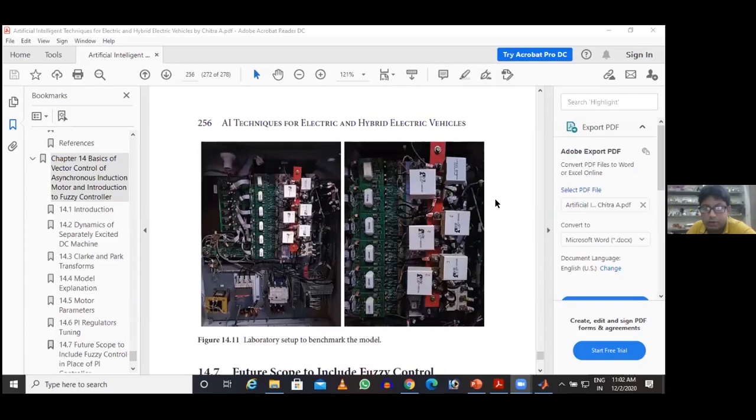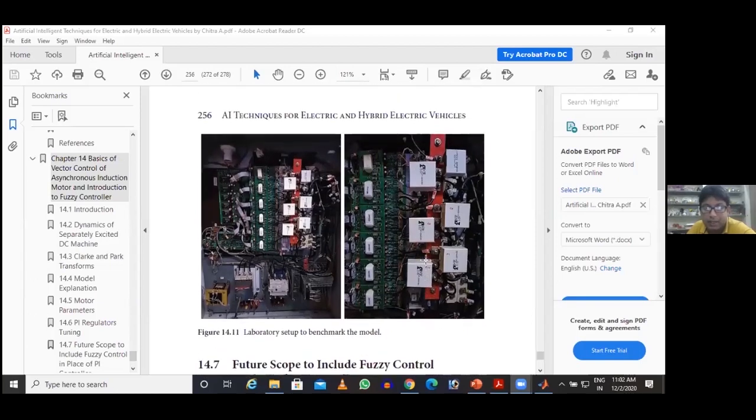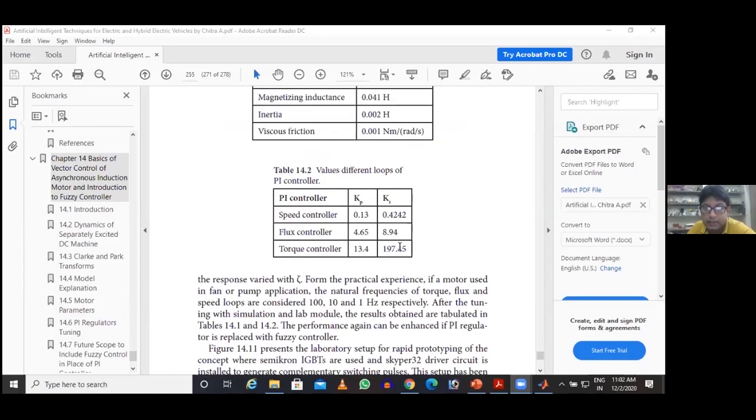So this is the setup in my lab, whatever the model I have shown, where I have made this. It's a three level inverter. And after comparing this, these are the values for the speed controller. If you see the quadrature axis outer loop, this is the value. And this is the direct axis loop, the flux loop. And this is the inner loop of the quadrature axis.